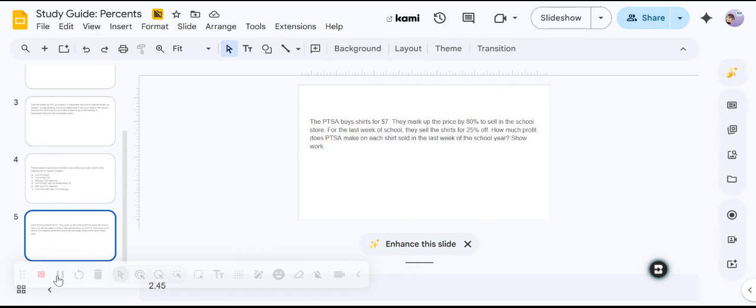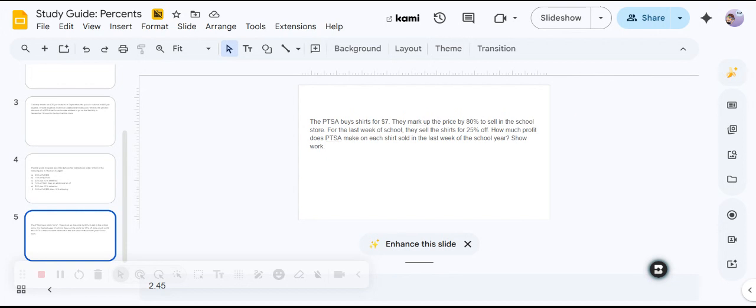Okay, our last question says the PTSA buys shirts for $7. They mark up the price by 80% to sell in the school store. We know markup makes it more expensive. For the last week of school, they sell the shirts for 25% off. We know that that's going to decrease the price. How much profit does PTSA make on each shirt sold in the last week of the school? Profit would be the amount that they sell it for minus the amount that they bought it for.